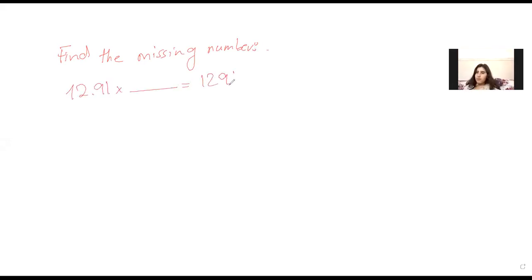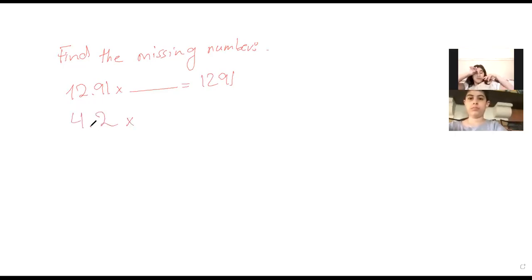Find the missing number. Let's find the missing number. The homework looks like this question, okay? Find the missing number. 12.91 times which number equals 1,291? 4.2 times which number equals 420?